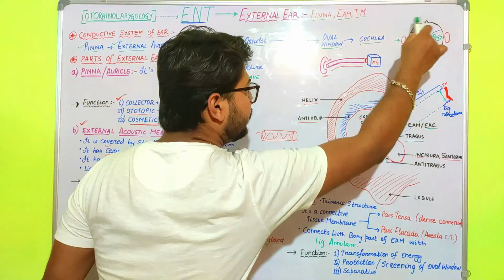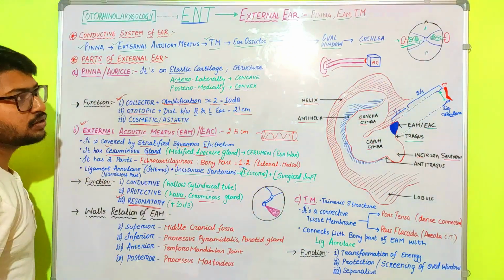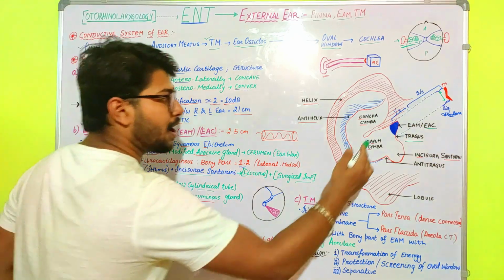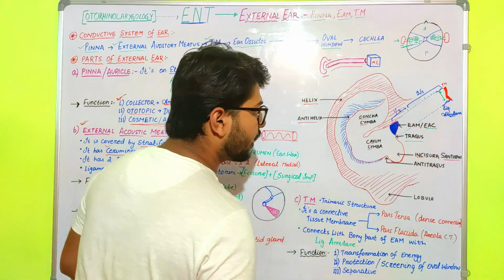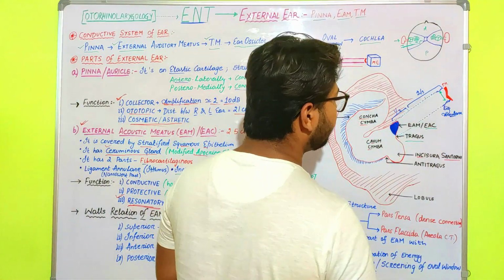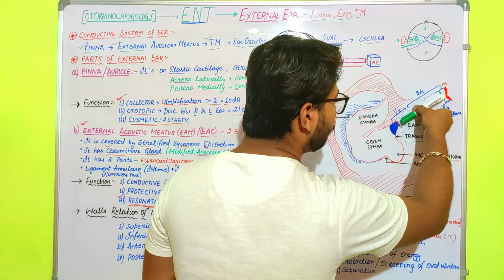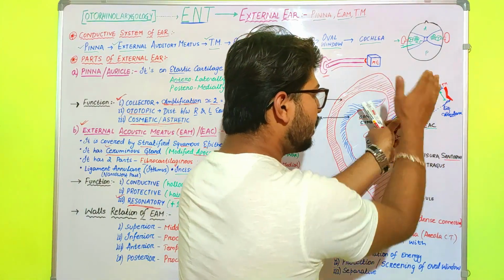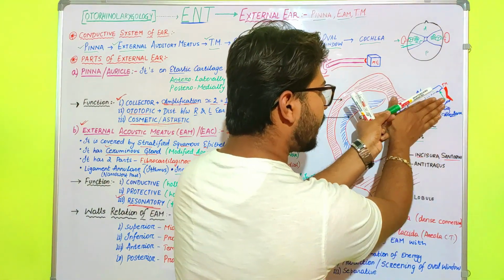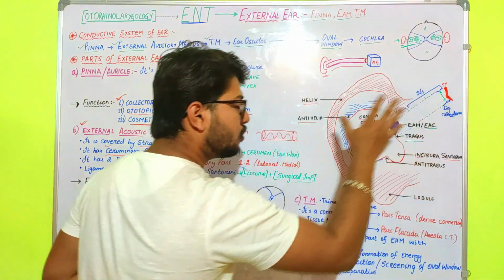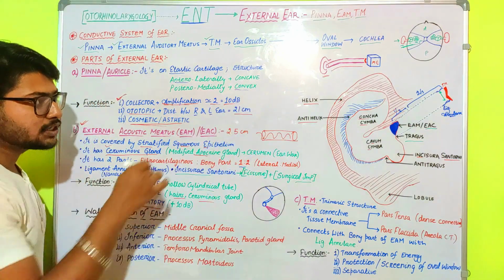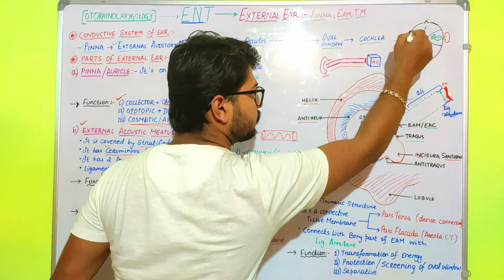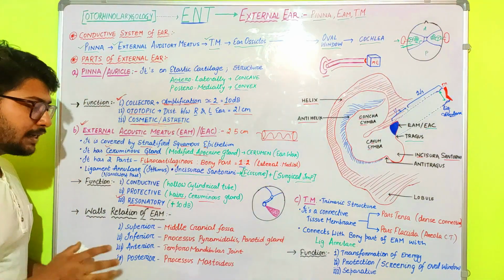Okay. Next, what are the relations of the external acoustic meatus? Initially, I explained the anatomical position of the ear. Through that, we are going to read the walls of the external acoustic meatus. Simply think that it is like a hollow tube or a pen, and it has four walls: superior wall, inferior wall, anterior wall, and posterior wall. So what are its walls? To its superior wall, we have the middle cranial fossa.